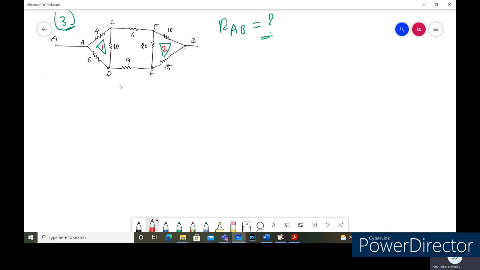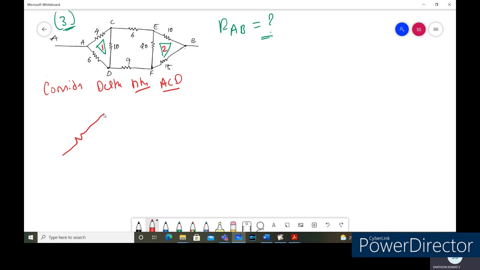So what we can do is consider the first, as well as the one between B, E, F, and we will convert these simultaneously into star networks and evaluate. First I will consider the first delta network between the nodes A, C and D, and later we will convert it.